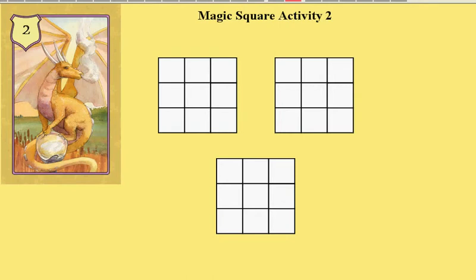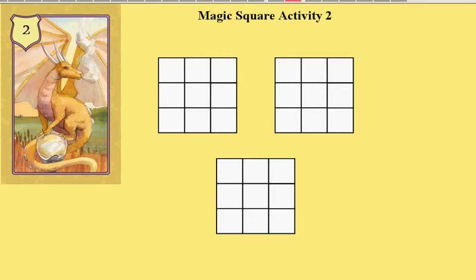Now remember, in the first magic square activity, we said we have to make the magic number divisible by 3. But what if it wasn't divisible by 3? Could we actually organize a magic square so that all the rows and all the columns and diagonals would add up to the same number? Well, the answer is yes.